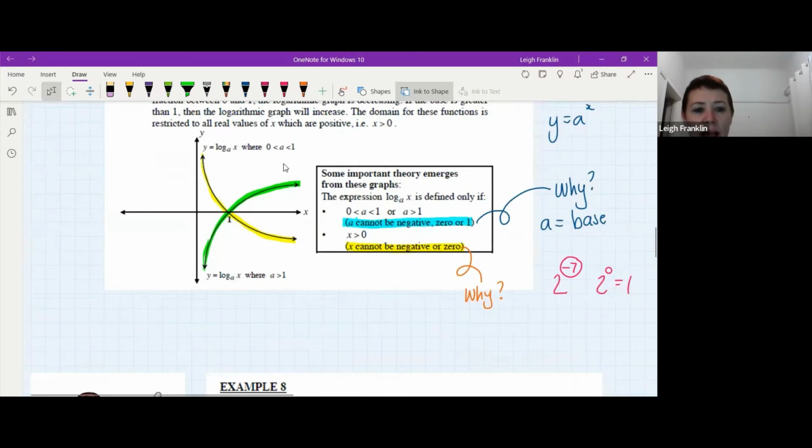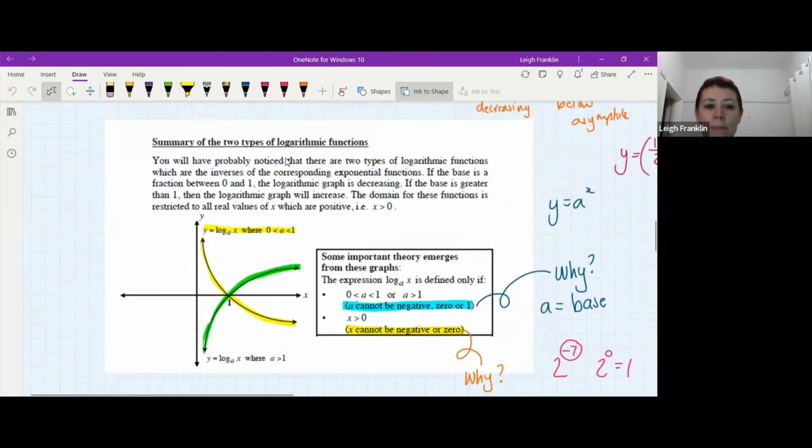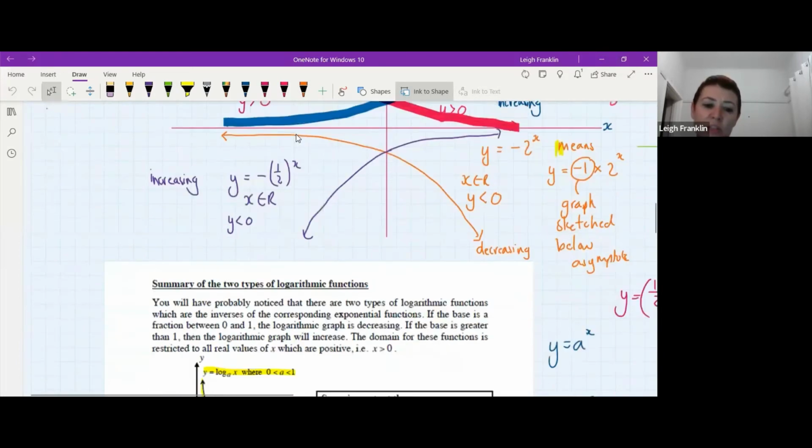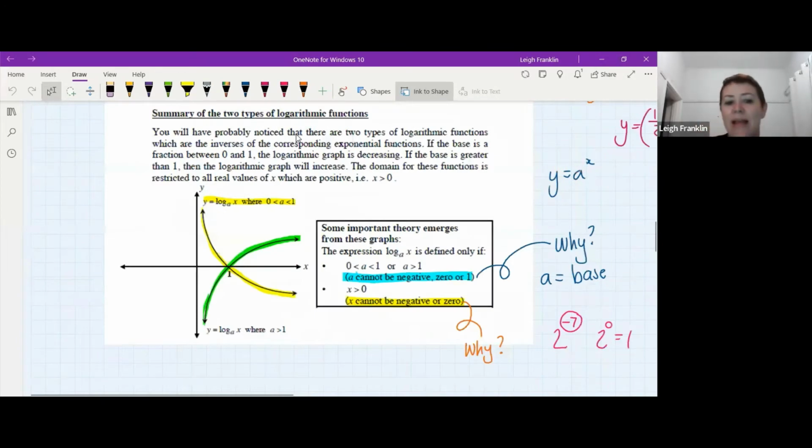Okay, so again, let me just explain this bit to you over here. In the case of the yellow graph, where they are saying y equals log a to the x, where a is a number between 0 and 1, remember what happened when we reflected the blue line over the y-axis. We ended up with our base being a fraction, and that's what's going on here as well. That's why they're saying a has to be between 0 and 1.